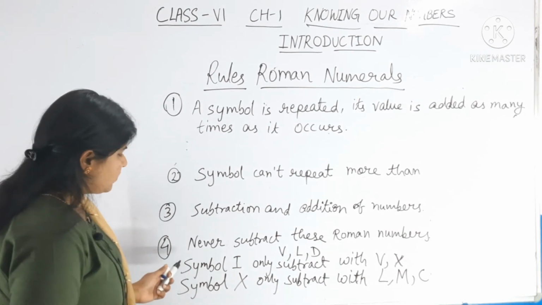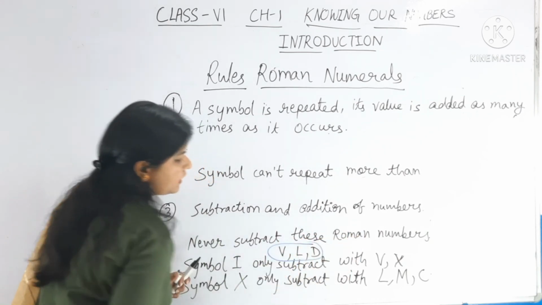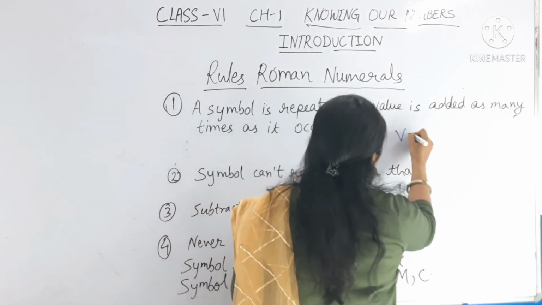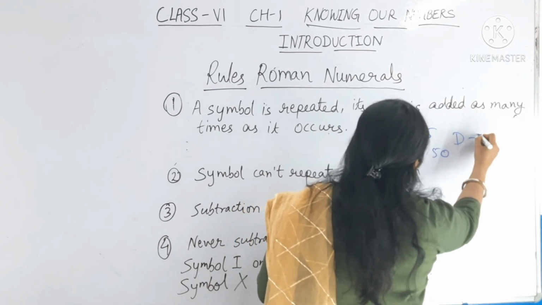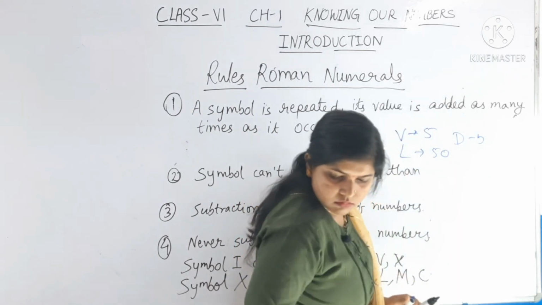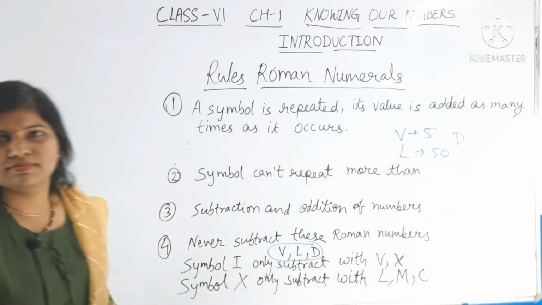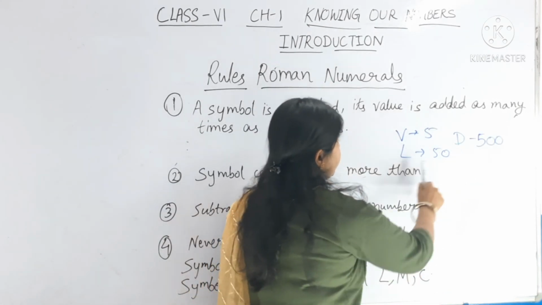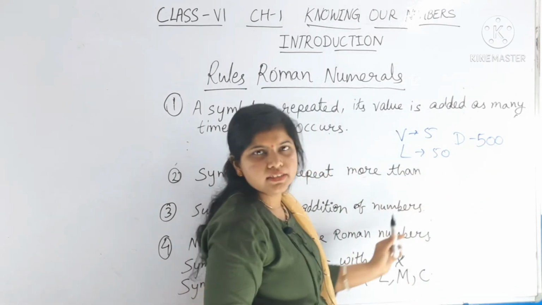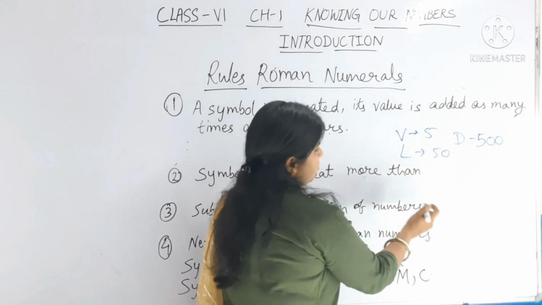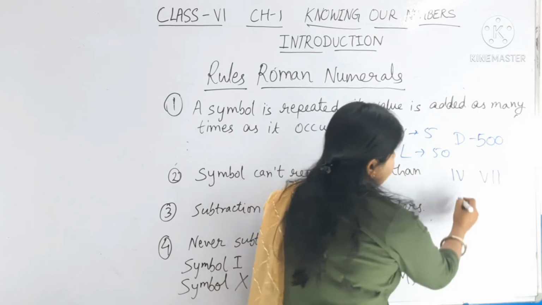Now the last one, that is the 4th rule. What is the rule? Never subtract these Roman numerals, that is V, L and D. V is for 5, L is for 50 and D is for 500. So we can't subtract these numbers; we have to subtract with this number. Like this you can write, like this you can write.